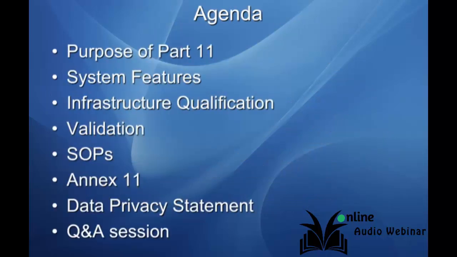Okay, so here's our agenda. We're going to be talking about the purpose of this little two-page law that came out in 1997. We're going to talk about the 43 system features you want to buy, features you want to configure. We're going to talk about what IT does to qualify, much less than validate, infrastructure. Validation, of course, is the big one. About 70% of compliance is your validation. All of what you do is driven by SOPs. SOPs contain fill-in-the-blank templates for all the work that you're going to do.